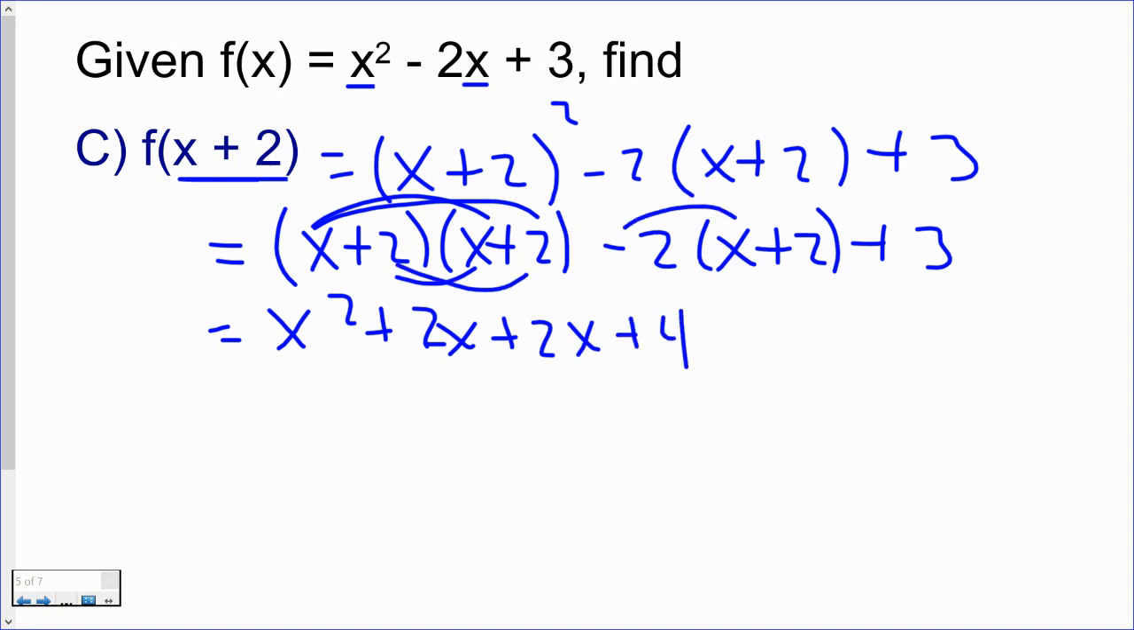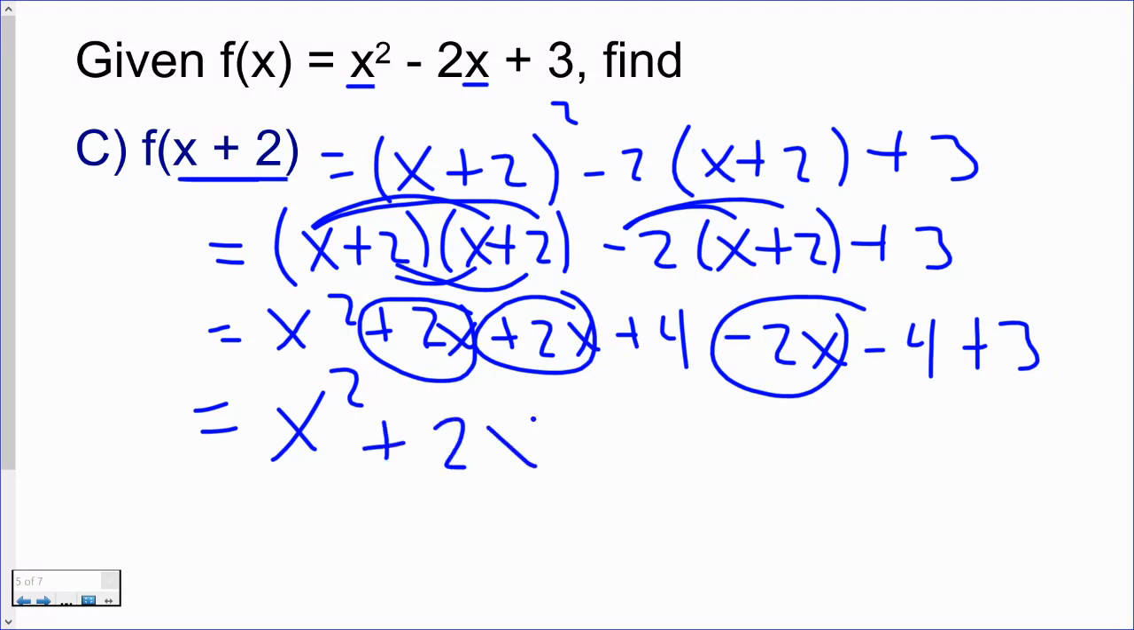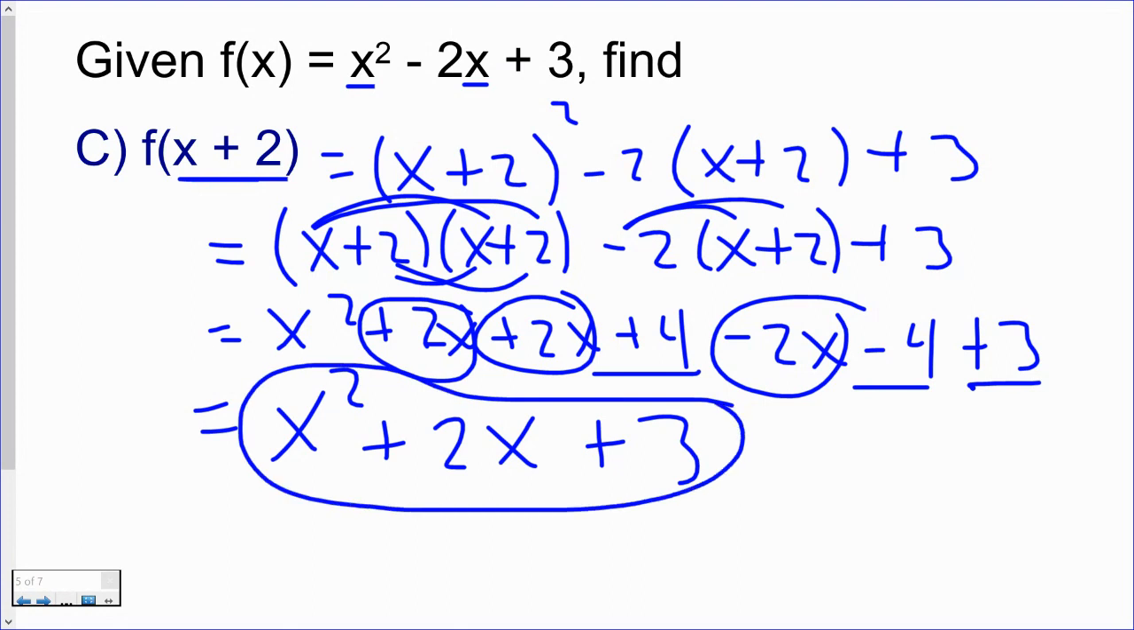Here I can do the distributive property of -2 times x, and then -2 times 2, and then I'll bring down that +3. Look for like terms. x squared is by itself. So here I've got 2x plus 2x, that's 4x, and then minus 2x. Or I can do 2 plus 2, which is 4, and 4 minus 2 is a positive 2. And then here I've got 4 minus 4, which is 0, and then plus 3. And so that would give me that one. So they can get more complicated as well.